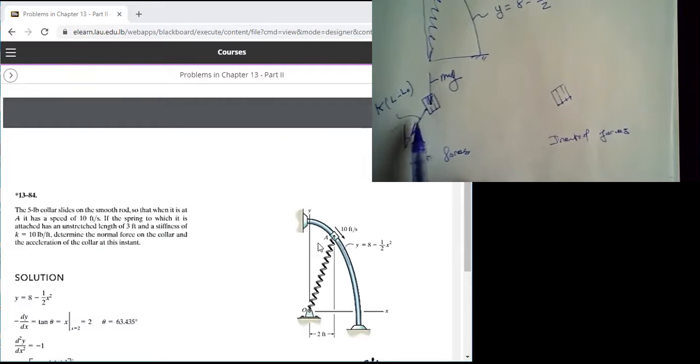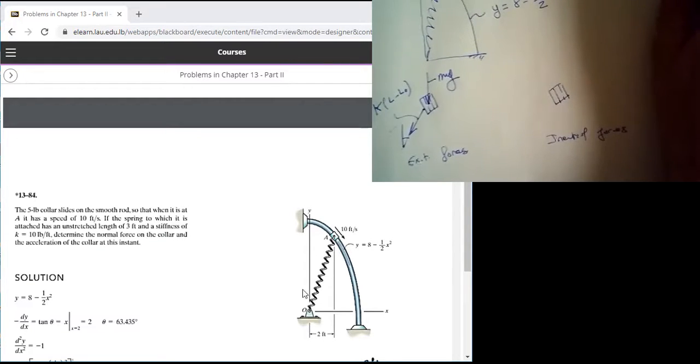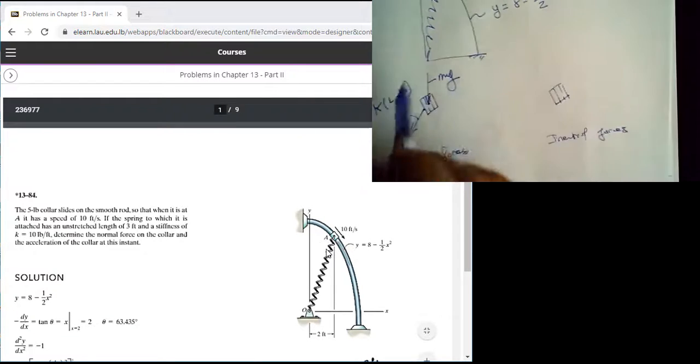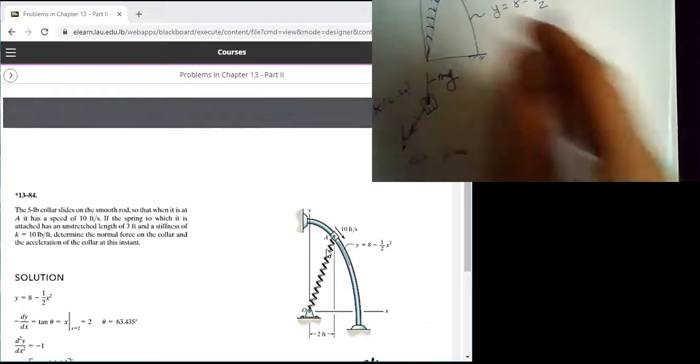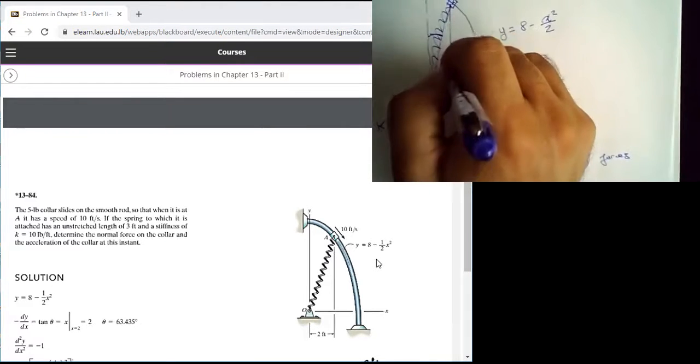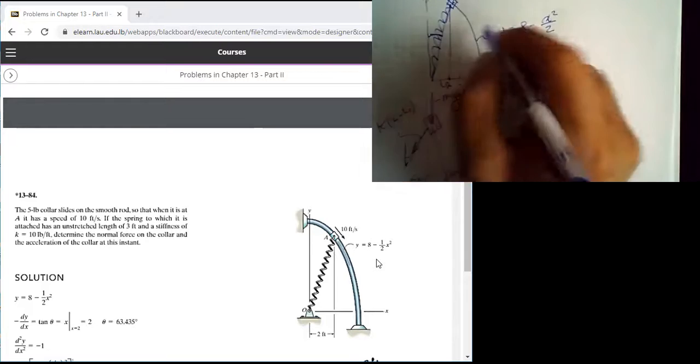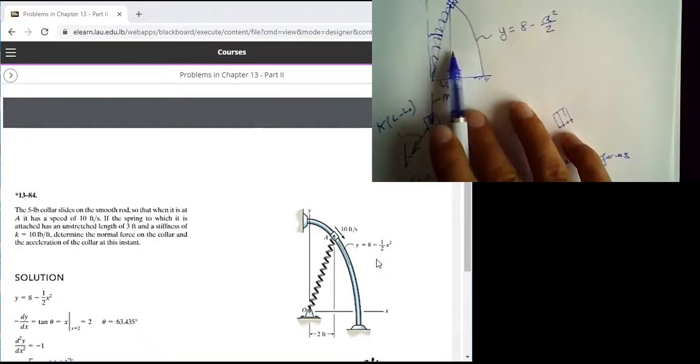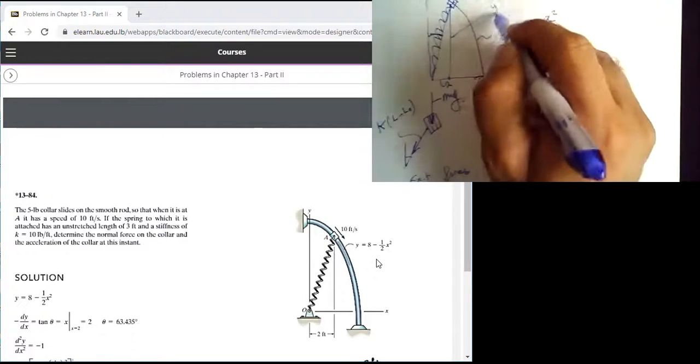Right, so I'm saying the angle of the spring, you should be able to tell it from here. So if x is equal to 2, you can calculate y. You can calculate y. So this is the angle that I'm talking about, right? So this is the angle, we know the angle of the spring, right? Because we know this guy is 2, and this is y of 2, right? What is y? y of 2.